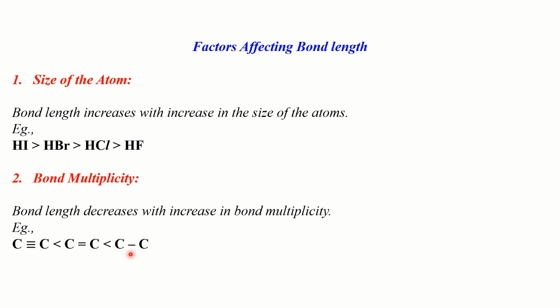Now remember I told you that shorter the bond length, stronger would be the bond. Since a triple bond has the shortest bond length, it is the strongest bond and we need to supply more amount of energy if we need to break these three bonds between C and C. So this would be the strongest bond. A triple bond is the strongest bond compared to a double bond or a single bond, and the triple bond has the shortest bond length among the double bond or a single bond. So this is all about the factors affecting bond length.